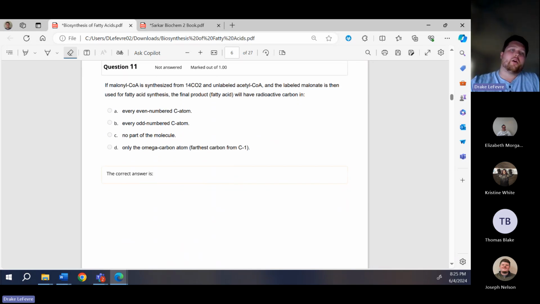If malonyl-CoA is synthesized from 16 CO2 and unlabeled acetyl-CoA, and the labeled malonate is then used for fatty acid synthesis, the final product will have radioactive carbon in which of the following?